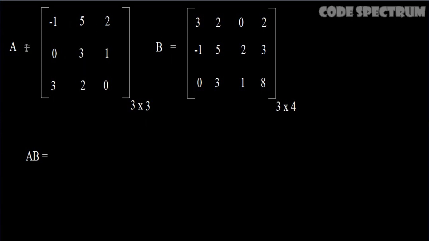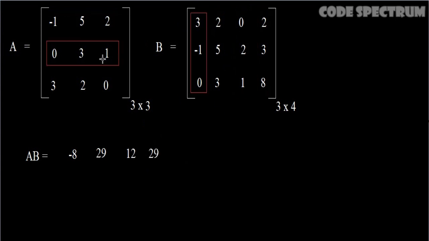We take the first row of A and multiply with the first column of B. Then we multiply -1 with 3, 5 with -1, 2 with 0, and add them all. Now keeping the first row as the same position and increment the column number, which is this one. And now do the same operation again. -1 into 2 plus 5 into 5 plus 2 into 3. Add them all. Now again incrementing the column number, do the operation again. You're gonna get this 12. And do it again. And you'll get 29 for the next one.